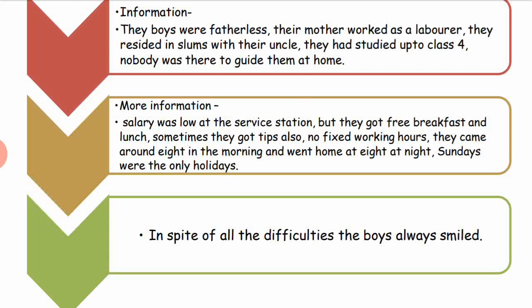But in spite of all these difficulties, the boys always smiled. They were very small boys, only 14 years old. They were twins. They used to look alike, and they were born on the same day. I will explain all this when I explain the chapter line by line. These are the focus points with which you have to get an idea of what the chapter is. Only the focus points you have to remember. For the thoughts and the emotional things that are going on, you have to read the chapter.